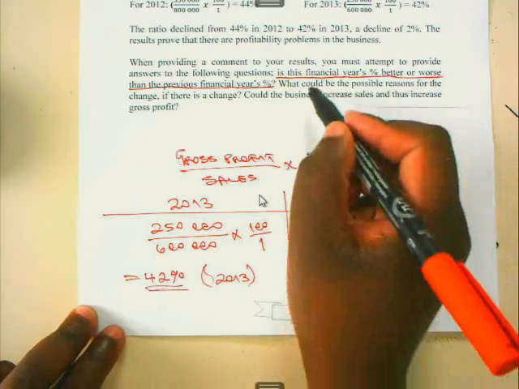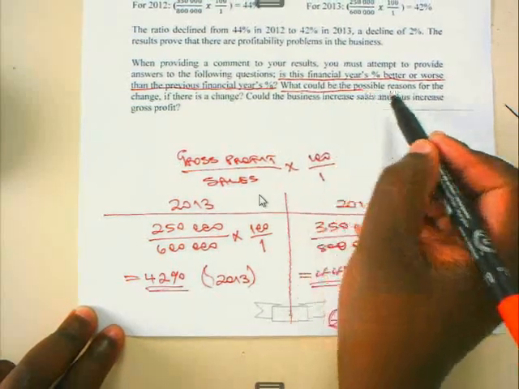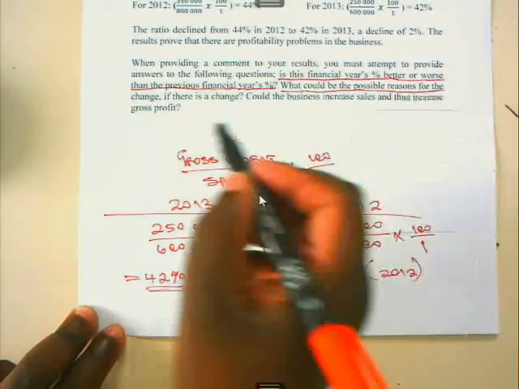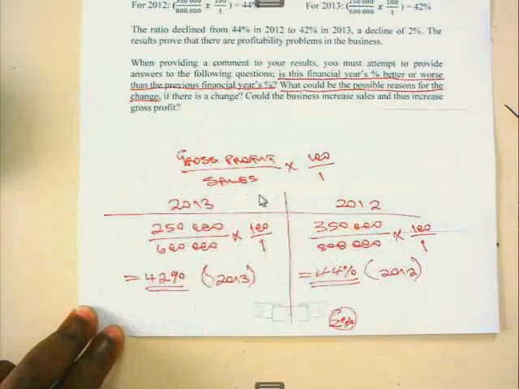The other question: what could be the possible reasons for this decline? We said if the ratio is declining, then there is a problem with the cost control of stock. Therefore, the reason causing a decline in this ratio might possibly be a lack of control, or the problems that we have with the cost control of stock in the business.